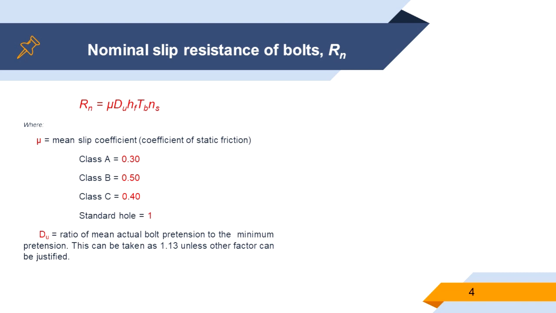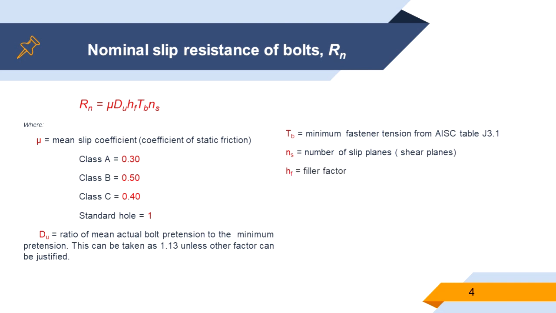Du is the ratio of mean actual bolt pretension to the minimum pretension. This can be taken as 1.13 unless other factor can be justified. Tb is the minimum fastener tension from AISC table J3.1. Ns is the number of slip planes for the shear planes. Hf is the filler factor.